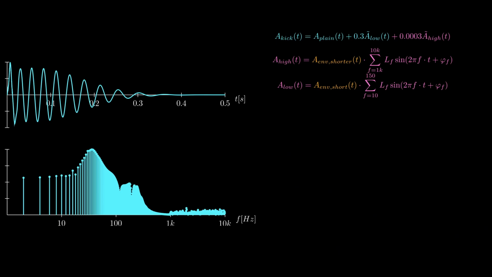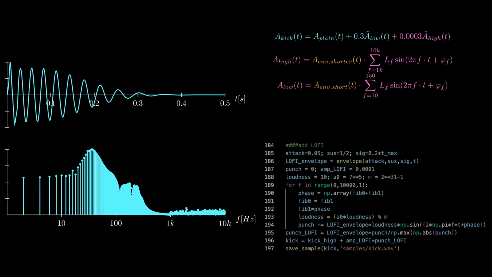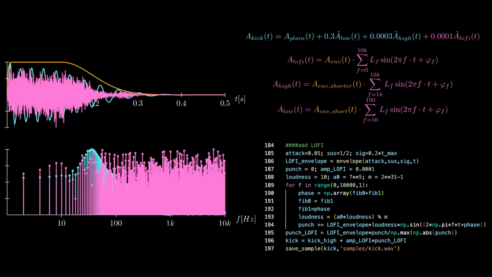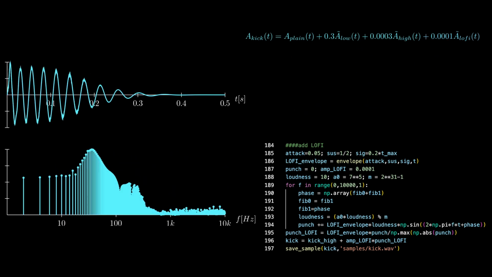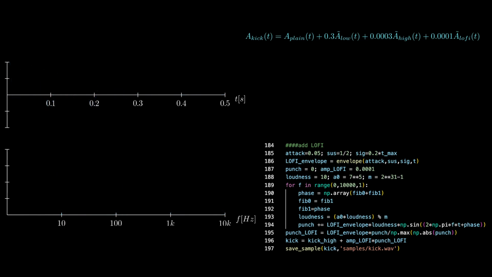Now a little more lo-fi chisel for the final touch. We take a very long envelope like our plain sample but filled with noise, scale it down to a little 0.01% and, yeah, I'm happy with that. I think we built a nice simple usable kick drum.